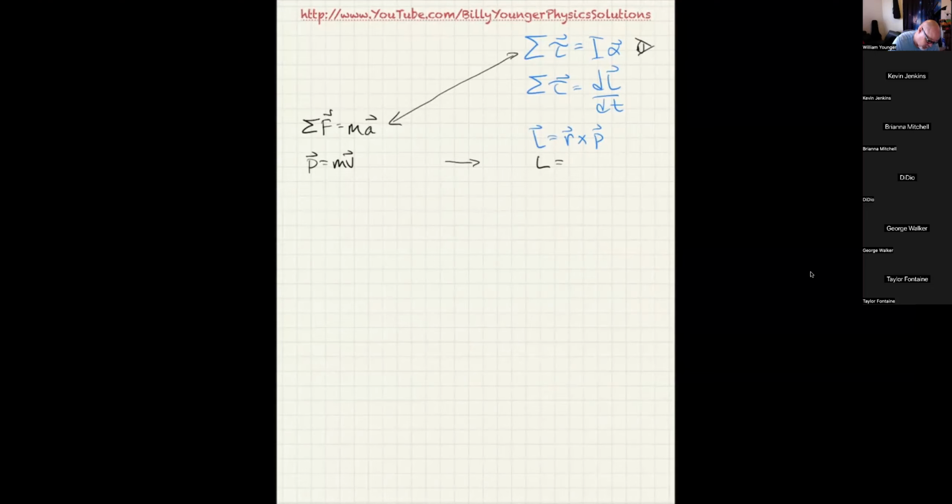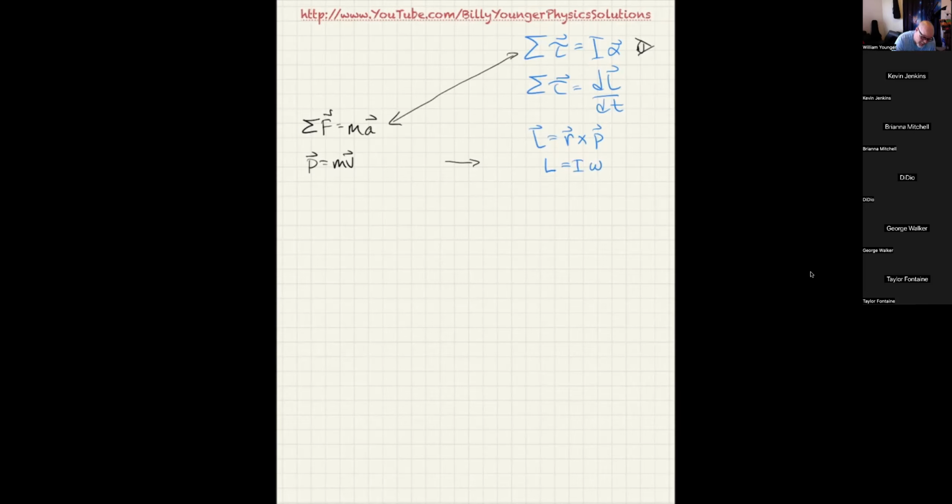Actually, I'm going to write this back in blue. So we should expect M to be replaced with I. And what do you think you're going to replace V with? Someone's already said that, by the way. Angular speed. Exactly. So that's the omega. And that turns out, just by analogy, to be right. That's the magnitude of it.